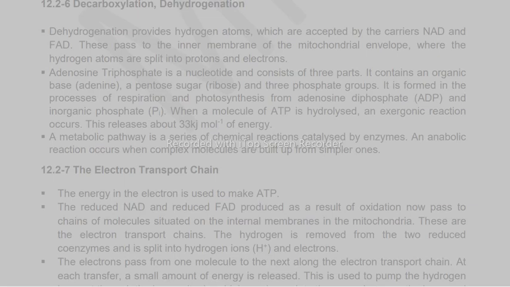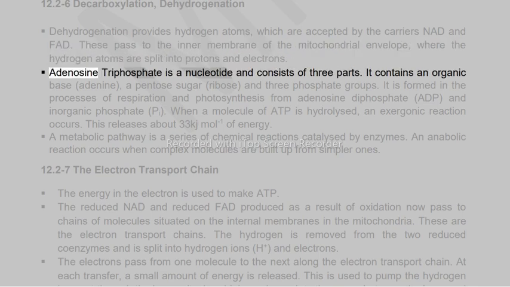12.2-6 Decarboxylation, dehydrogenation. Dehydrogenation provides hydrogen atoms, which are accepted by the carriers NAD and FAD. These pass to the inner membrane of the mitochondrial envelope, where the hydrogen atoms are split into protons and electrons.